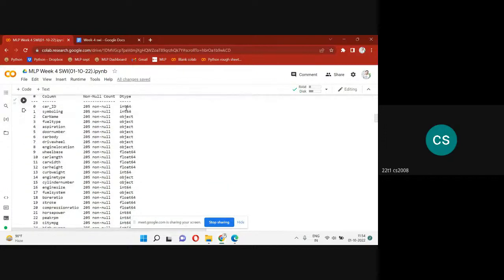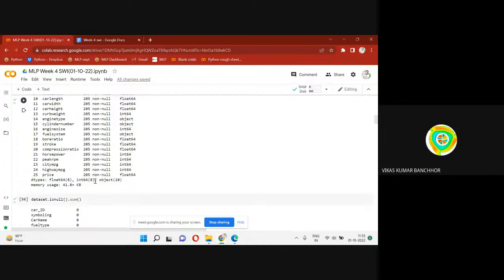Second, you can also understand it from the bottom here. You have integer as 8 and float as 8. Integer and float are both numerical only, so 16 is the numerical columns, and 10 is the categorical columns. So from here, data types you can also understand.